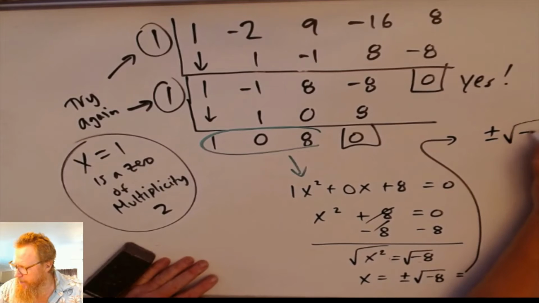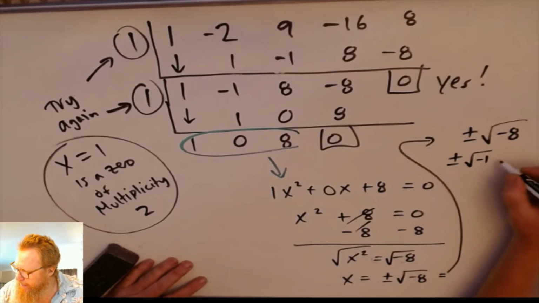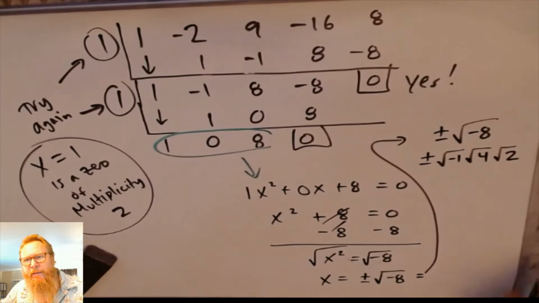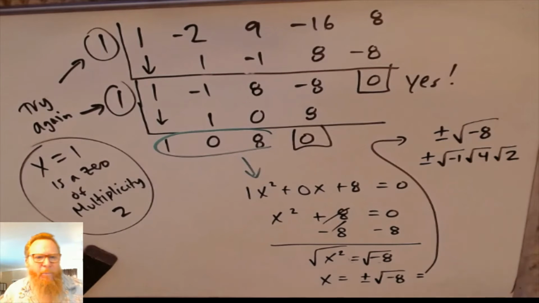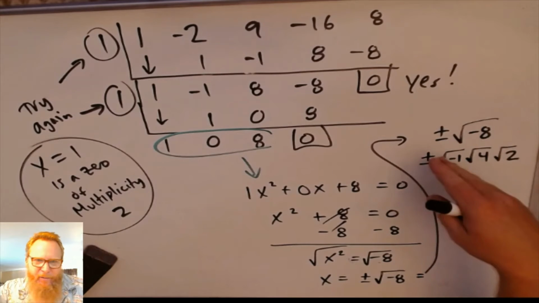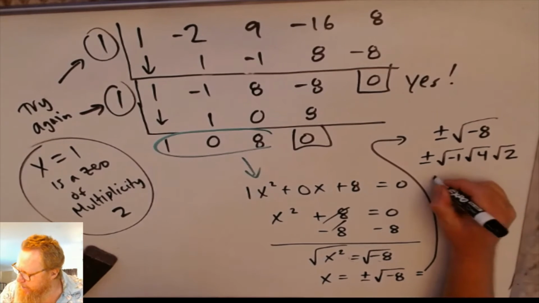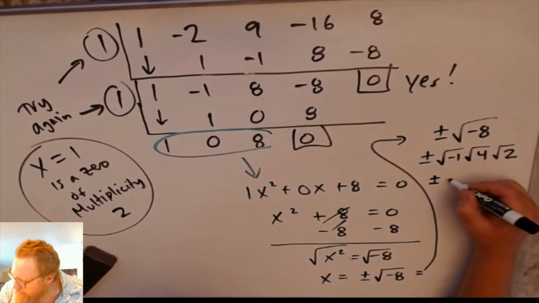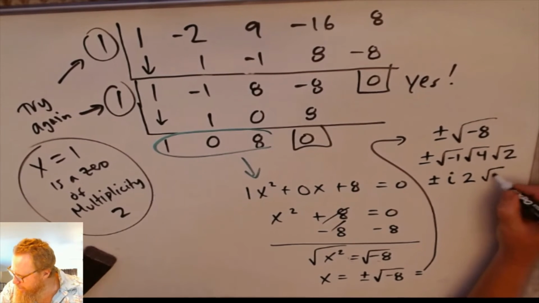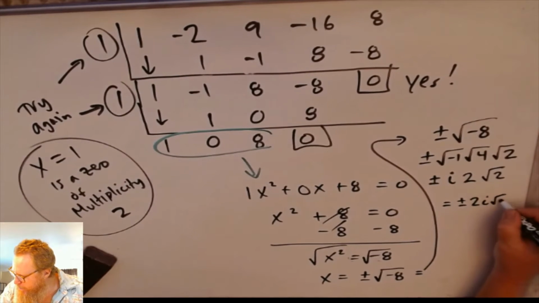Plus or minus the square root of negative 8 is plus or minus the square root of negative 1, the square root of 4, and the square root of 2. So I just break down the 8. I was hoping it would be like 9 or something like that, but it's not. If it's 9 or 16 or 25 or something, you get a much nicer answer. But this is not going to be the best, but it is what it is. Square root of negative 1 is i. Square root of 4 is 2. And then the square root of 2. And we usually rewrite it like this: 2i square root 2.